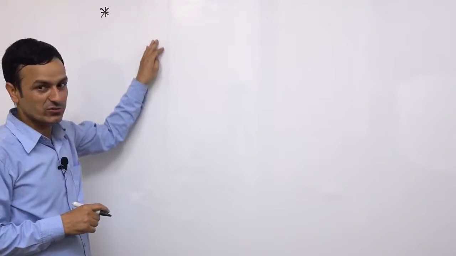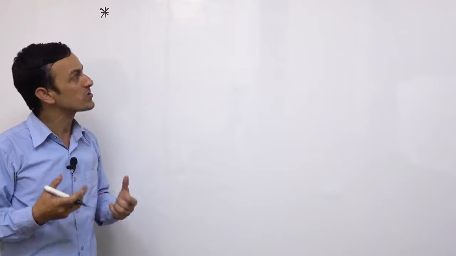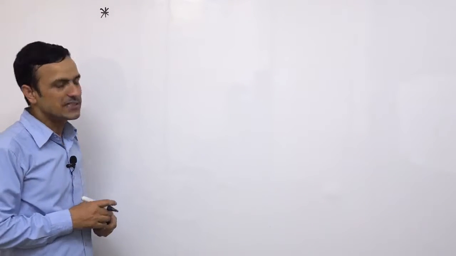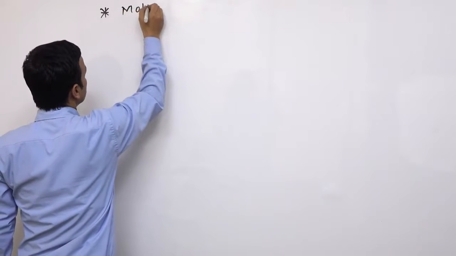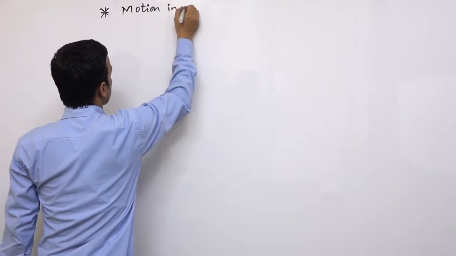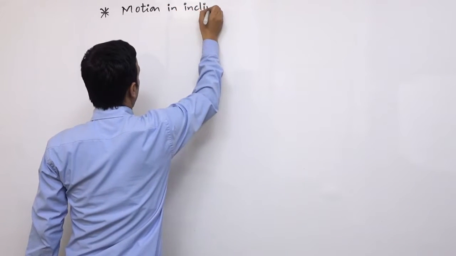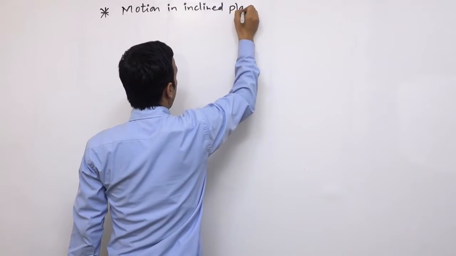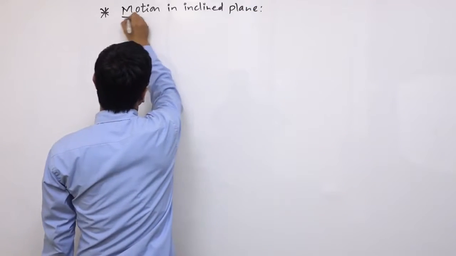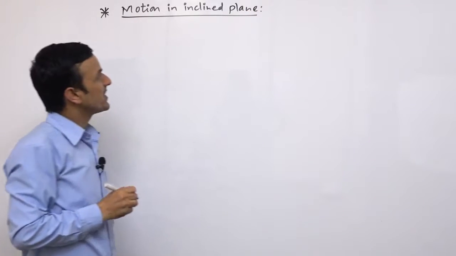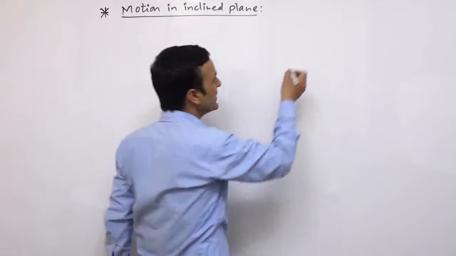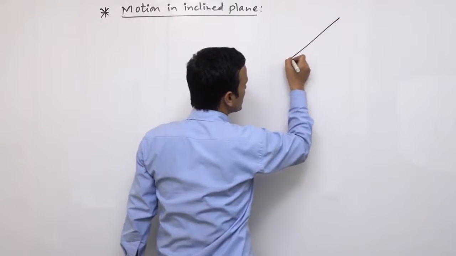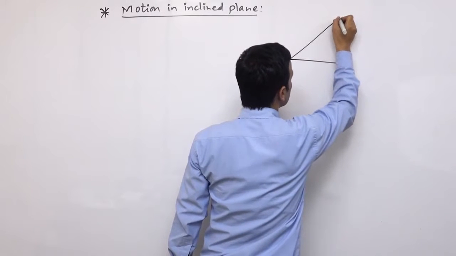Now in this section, we study about the motion of the body in inclined plane. So our topic is motion in inclined plane. So this is the topic. So we study about any particle which is in motion in inclined plane. So let's draw this inclined plane. So this is inclined plane.